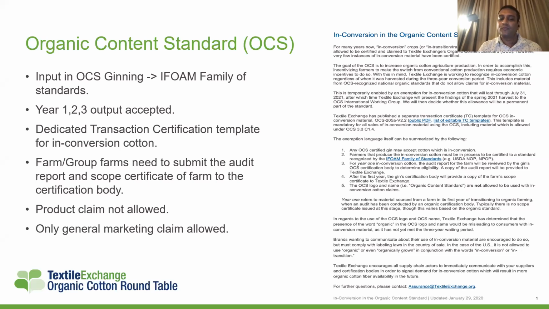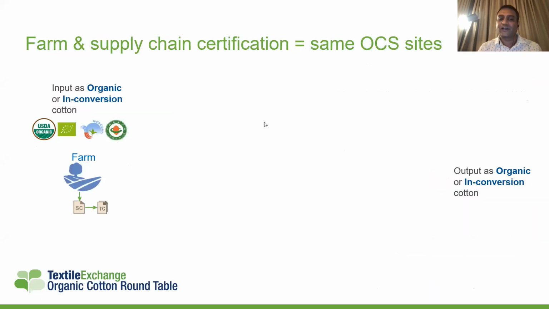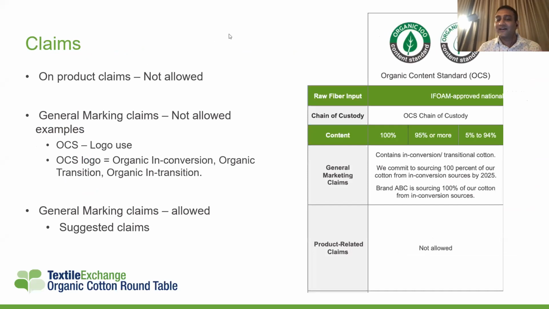So the farm or group of farms or any ICS holder needs to submit the audit report for the first year and a scope certificate of the farm, because for the first year there won't be a transaction certificate. So these two pieces of information, the audit report and the scope certificate, are sufficient for year 1, and for year 2 and year 3 we are going to ask for the scope certificate as well as a transaction certificate. One more thing we have changed is about the claim. I'm going to walk you through more information about claims, but the product claim is not allowed, however general marketing claims are allowed.